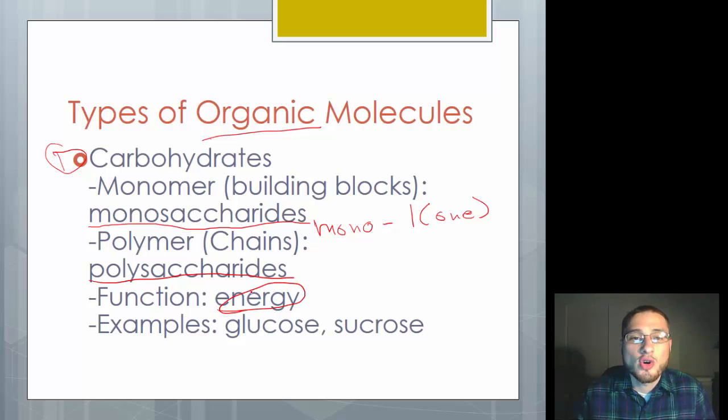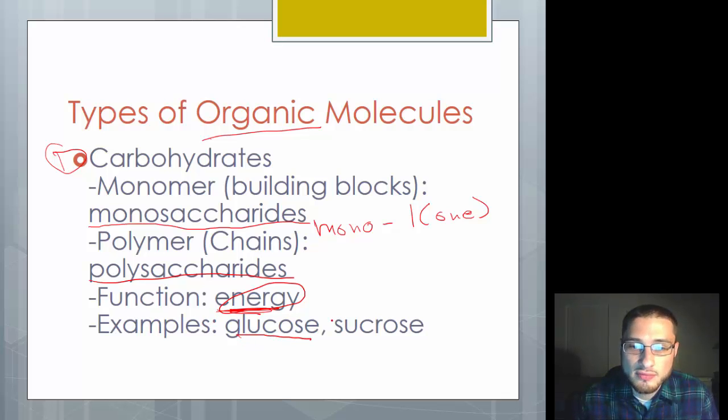So if you ever hear someone say, "Oh, I'm carb loading," or "I'm eating a lot of carbs," that's because they want a lot of energy for that race they're going to run or whatever sport they're about to play. So they need energy, so they're going to take in a lot of carbs. Carbs are our sugars. There's a lot of sugar when we talk about bread, pasta. Dairy has a lot of sugar. These are all carbs.